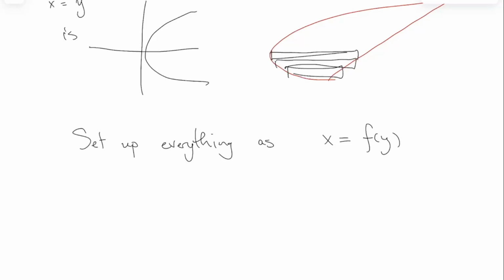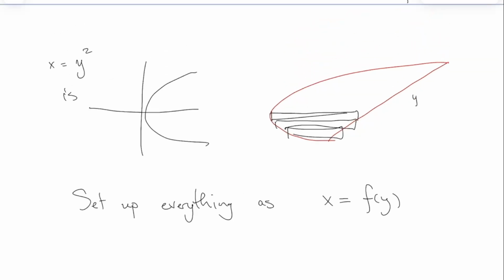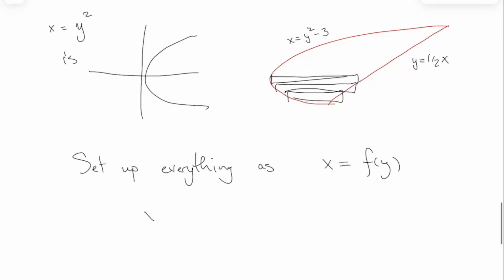Okay, so anyway, in this case, my function over here is y equals 1/2 x, and my function over here is x equals y squared minus 3. So set up everything as x equals f of y. Well, one of them already has that format, so this is fine as is. But the other one we have to move around a little bit, and it's not difficult. All you have to do really is multiply both sides by 2, and you will have solved for x.